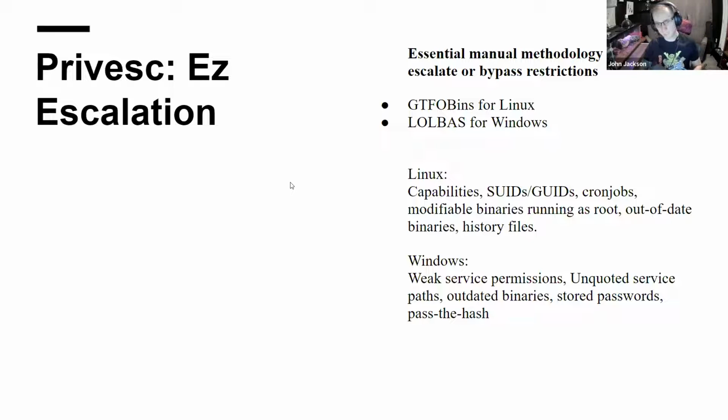Windows is always the same things for me. It's always weak service permissions, unquoted service paths, outdated binaries or unusual binaries, stored passwords, and passing the hash. For unusual binaries, I'm talking about software that you might not normally see that comes with a Windows machine, that you might have to exploit, or there might be privilege escalation for that specific binary.